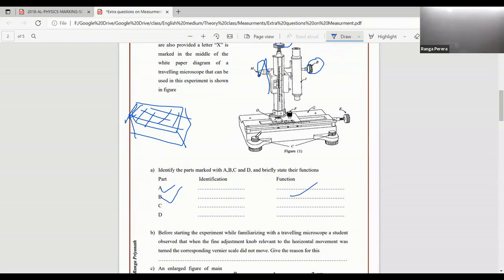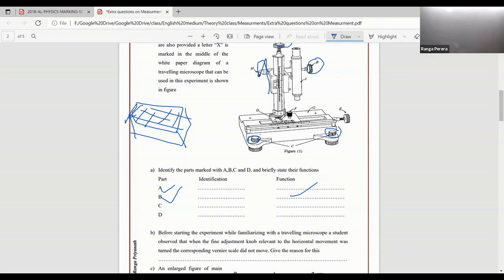C. What is C here? It's called the leveling screws. So what is the function of that? To level the traveling microscope setup. We use the leveling screws to level the traveling microscope bed, or you can write to level the traveling microscope setup.